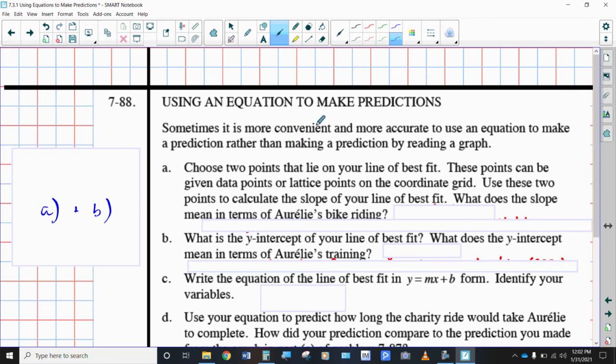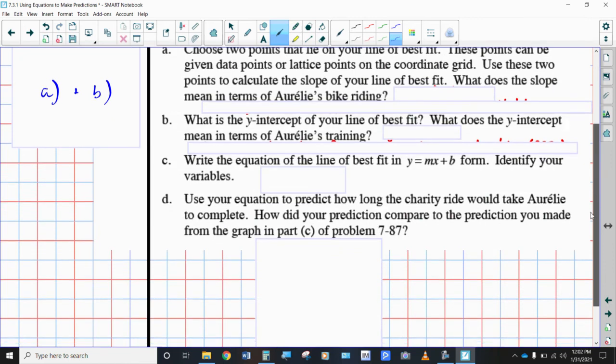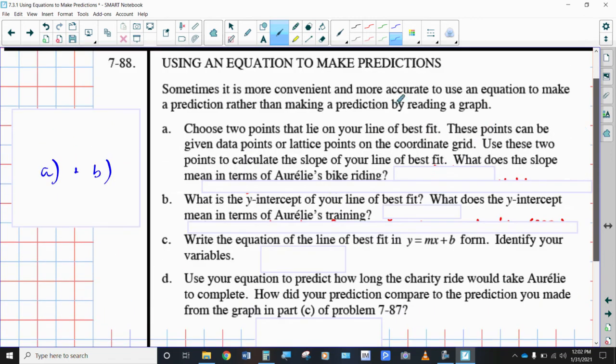All right, so sometimes it's more convenient and more accurate to use an equation to make a prediction rather than make a prediction by reading the graph. So we've kind of already done this, right? I just went through the entire process, so I'm going to skip over this. I think we've pretty much wrapped our brain around this entire process.